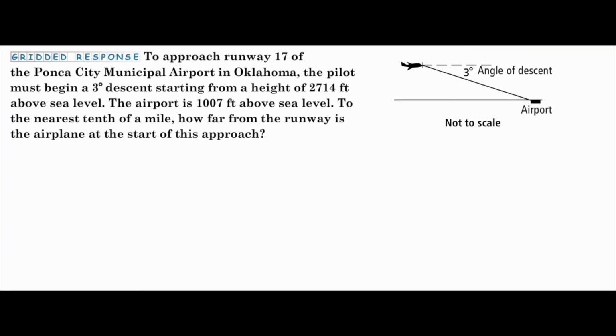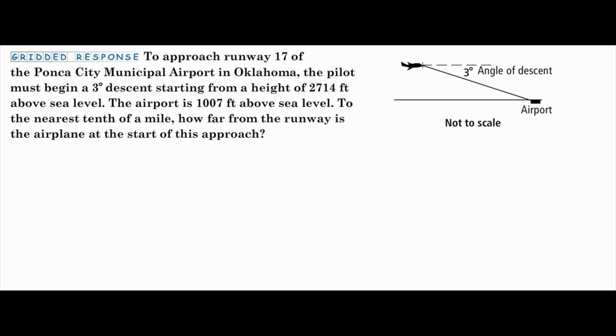In this problem, you will use the angle of depression. To approach runway 17 of the Ponca City Municipal Airport in Oklahoma, the pilot must begin a 3-degree descent starting from a height of 2,714 feet above sea level. The airport is 1,007 feet above sea level. To the nearest tenth of a mile, how far from the runway is the airplane at the start of this approach?